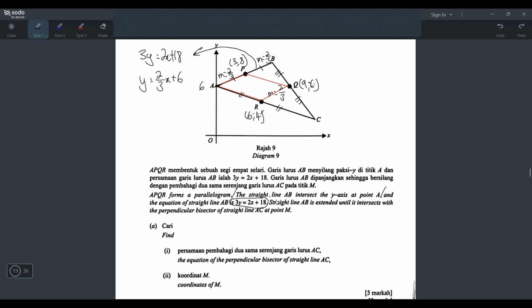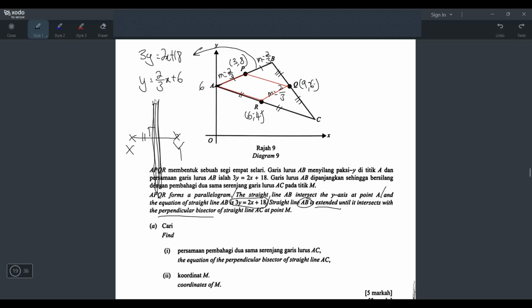Now let's keep reading. Straight line AB is extended. Mana? AB is extended. Okay, extended means panjangkan until it intersects with the perpendicular bisector of straight line AC at point M. Perpendicular bisector of AC. What is perpendicular bisector? Perpendicular bisector means the line will, okay, let's say this is a line, let's call this line XY. So if I want to draw perpendicular bisector, it will be the line that cut this in the mid, cut it in half, right? And when you cut it in half, it will be 90 degrees and it will pass through the midpoint. This line, we call it perpendicular bisector.